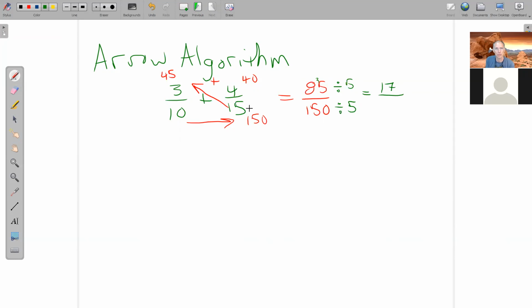And then in the, oops, I have to draw my arrow there. 5 goes into 15 3 times, and then with a 0. So there's 17/30ths. We had to reduce to get there.